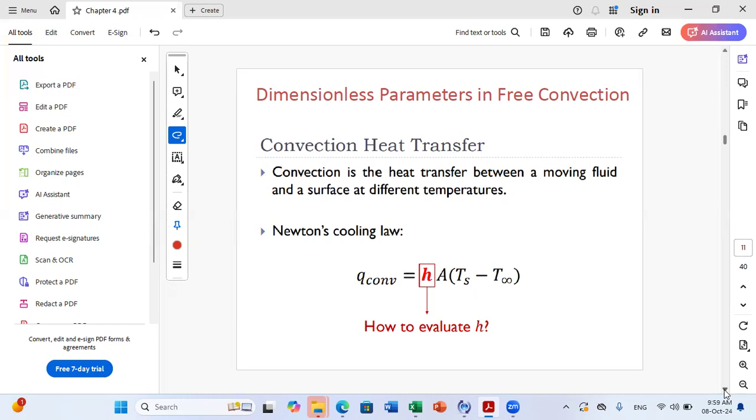We already know from the introduction chapter in heat transfer that the convective heat transfer can be calculated as hA delta T. So the convective coefficient h times the area times Ts minus T infinity. Okay, so the idea now is how to evaluate this h. So this chapter will just help us find h.